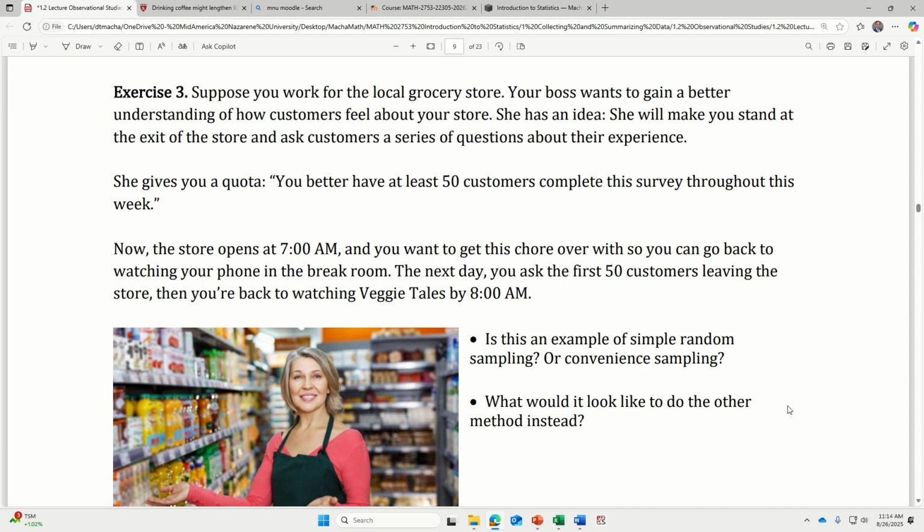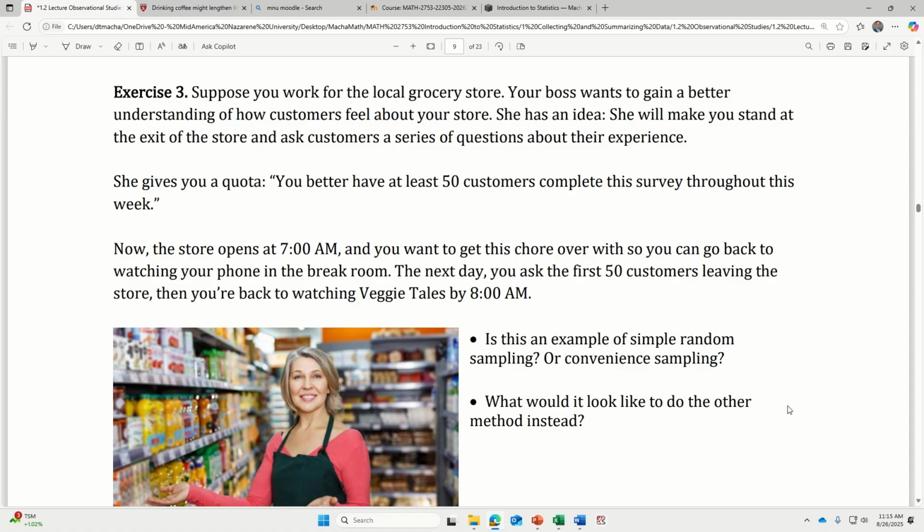Is this simple random sampling or convenience sampling? This is what we would call convenience sampling. You chose the participants in a way that was very convenient to you. I said before that convenience sampling is normally a bad thing. Can you think of a reason that might be a bad idea to conduct the survey that way?